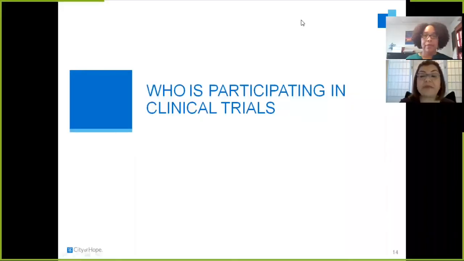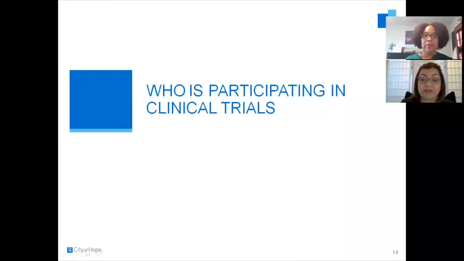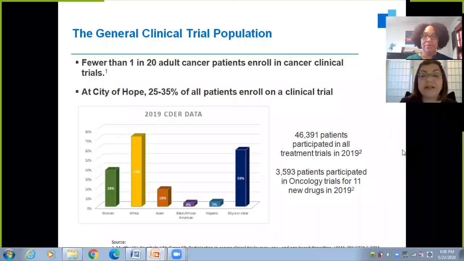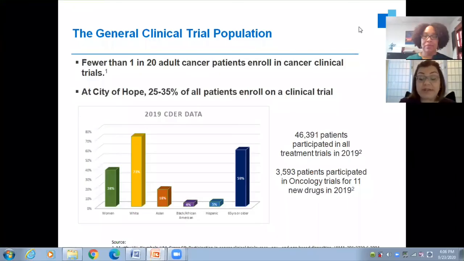Who is participating in clinical trials is a really great question and something that we would like to bring to this group as it's important to the eventual outcomes of the clinical trials. The clinical trial population is really vast. 46,000 patients participated in treatment trials in 2019, and that's different types of treatment for diseases. Fewer than 1 in 20 adult cancer patients will enroll in a cancer clinical trial.